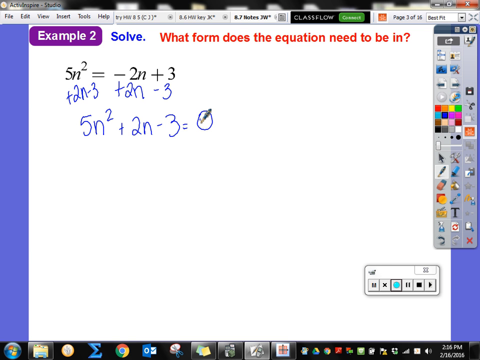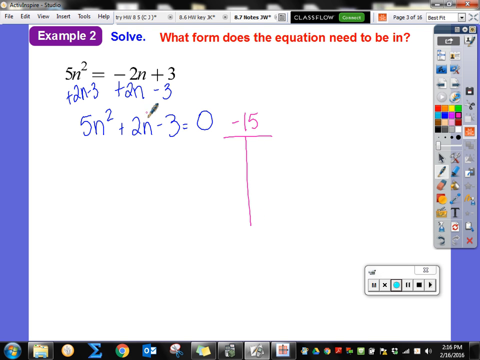Now, at some point, you don't have to write A, B, and C underneath your problem, but what is A in this case? 5. Right there. Can you use the shortcut on this one? No. That's the thought process you need to have. B is what? 2, and C is negative 3. So what's our first step? A times C. So that's going to be 5 times negative 3, which is negative 15.